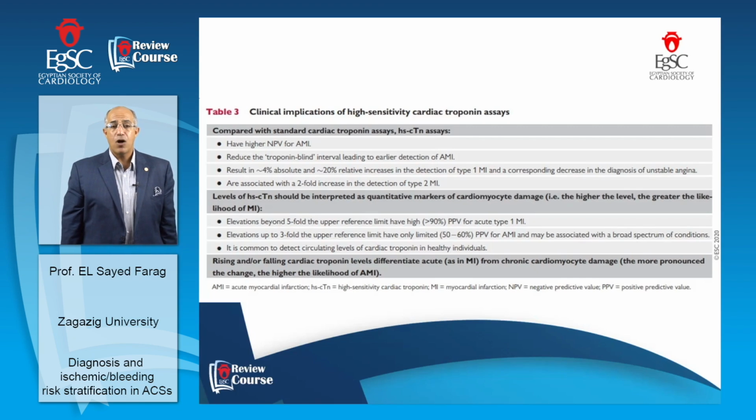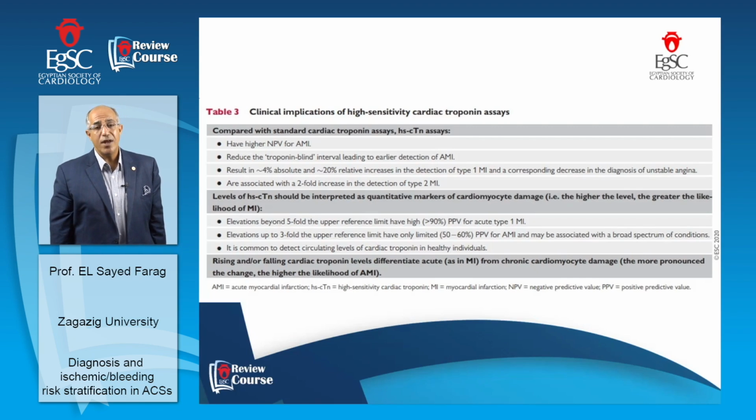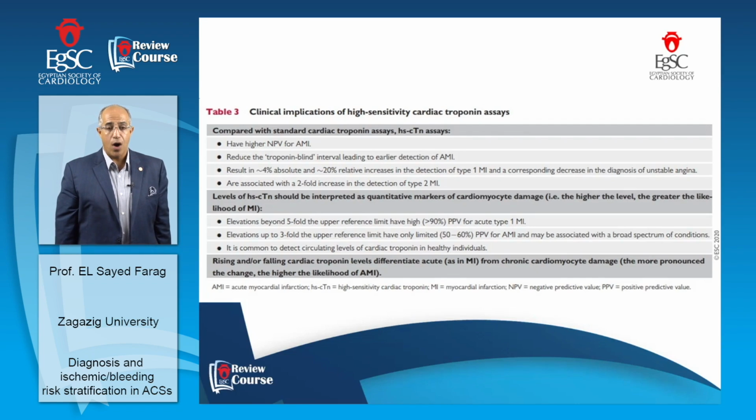It results in about 4% absolute and 20% relative increases in the detection of type 1 myocardial infarction and a corresponding decrease in the diagnosis of unstable angina. It is associated with a twofold increase in detection of type 2 myocardial infarction, and those are the importance of high-sensitivity troponin in comparison to the conventional one.